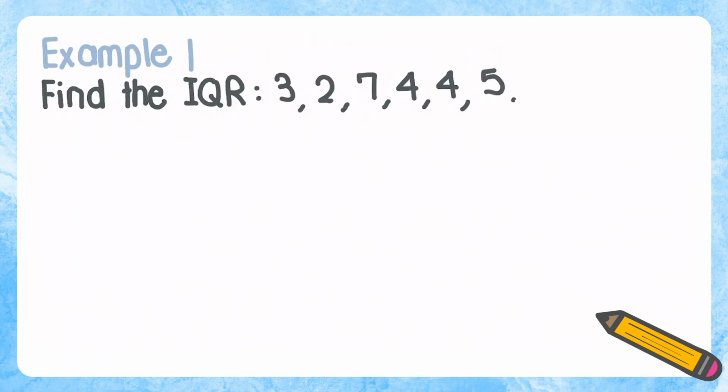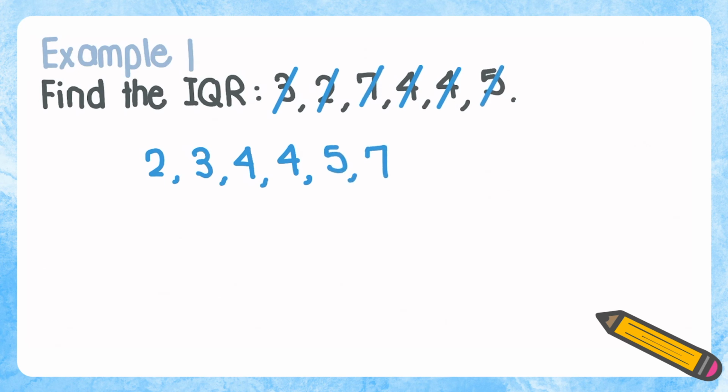So let's look at the first example. We're given a data set and we have to find the interquartile range. So what do we do first? We have to reorder the numbers from smallest to largest. So my smallest is 2, 3, and then I notice I have 2 4s. Make sure you write both down. And then a 5, and then a 7.